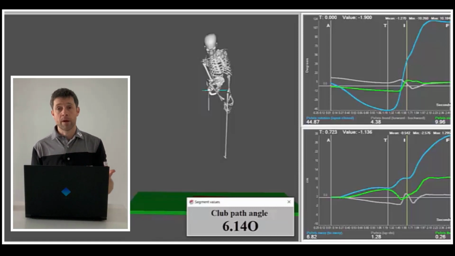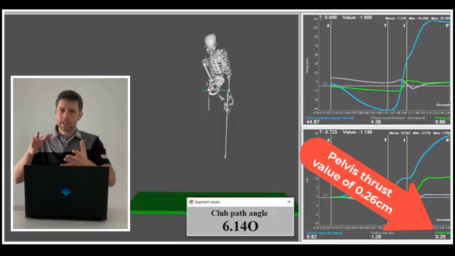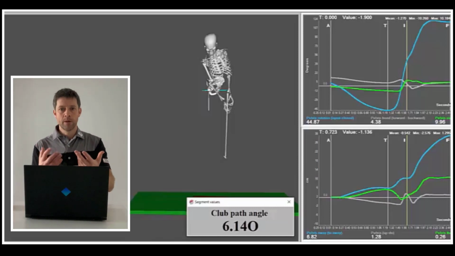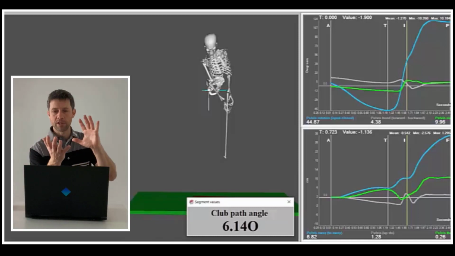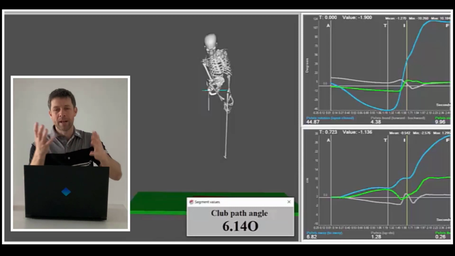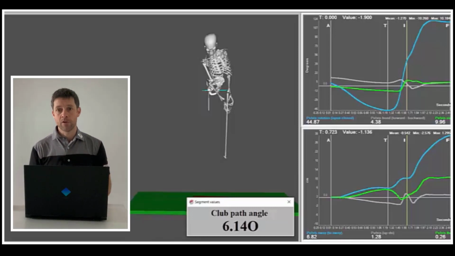And again, as shown by the arrow on the screen, the pelvis thrust value is actually a positive value. It's only 0.26, but it's still moving somewhat towards the ball as the player moves into impact. So a very different pelvis movement, both positional and rotational profile. More rotation, less shift, slightly more movement towards the ball, but again only really 0.3 if we round up, so very small amounts of thrust.